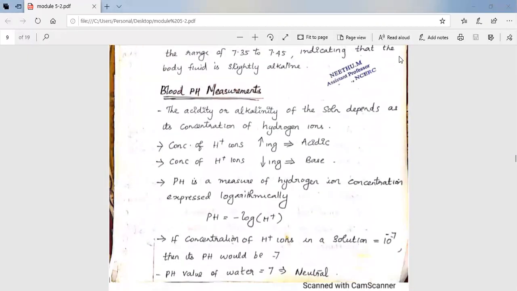Blood pH measurement. The acidity or alkalinity of the solution depends upon the concentration of hydrogen ions. That is, if the concentration of H plus ion is high or increasing, it is called an acid, or if it is less, it is called a base. And pH is nothing but the measure of hydrogen ion concentration, and it is expressed as minus log of H plus.